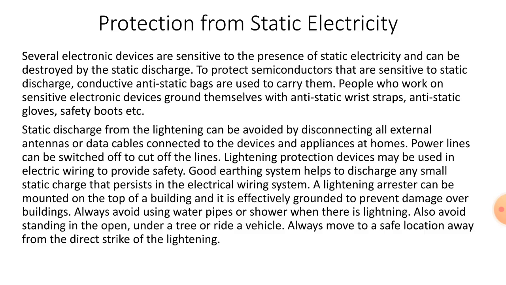Lightning protection devices may be used in electric wiring to provide safety. A good earthing system helps to discharge any small static charge that persists in the electric wiring system. A lightning arrestor can be mounted on the top of a building and it is effectively grounded to prevent damage to buildings. Always avoid using water pipes or showers when there is lightning. Also avoid standing in the open under a tree or riding a vehicle. Always move to a safe location away from the direct strike of the lightning.